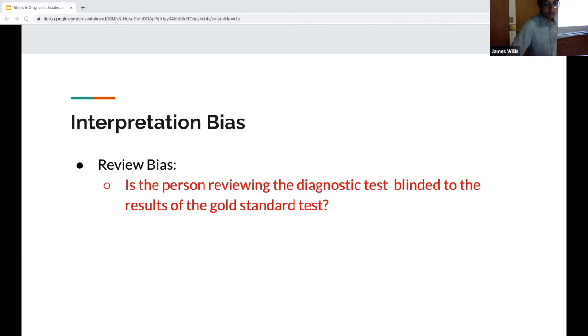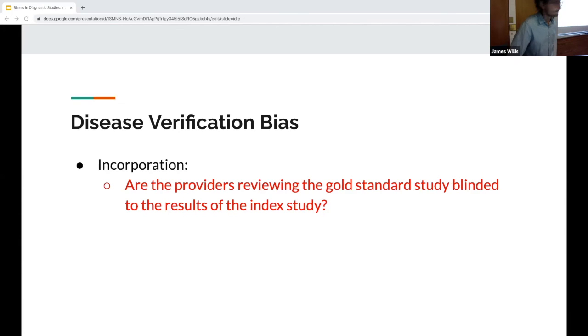Going on to review bias, this is essentially about blinding. At least with this paper, the radiologist was blinded to the results of the EM ultrasound, and so you're less likely to artificially and falsely interpret your positive and negative findings.